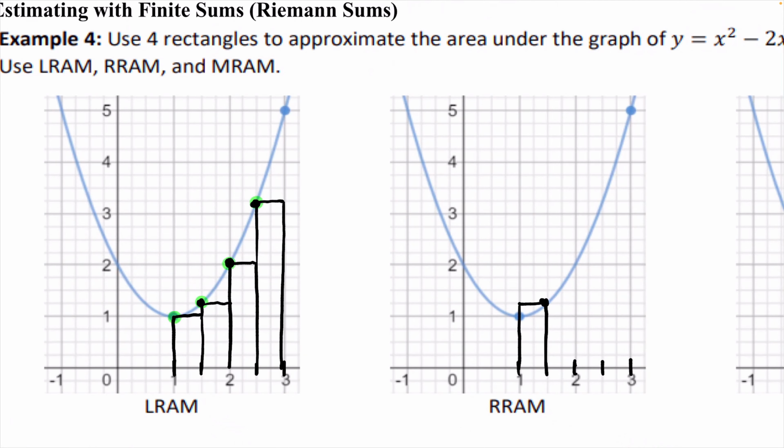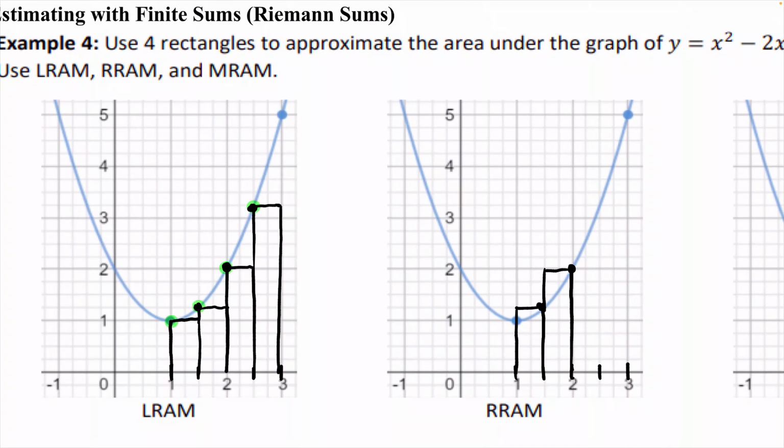Okay, I left off at 2. So now 2, I'm going to go up, hit the function, turn left. Go down. Okay, so next I'm going to go to 2.5, go as far as I can up, and turn left.